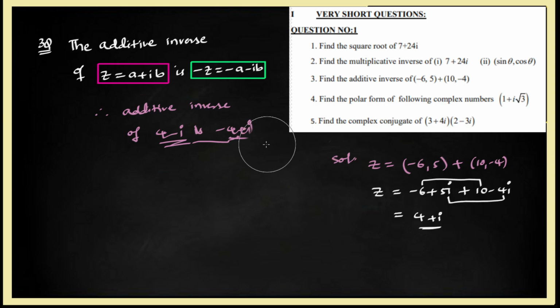Next we have to find the additive inverse of 4 plus i. So if z is any complex number, the additive inverse of z, that is a plus ib, is minus z equals minus a minus ib. Therefore the additive inverse of 4 plus i is minus 4 minus i. Additive inverse means we just have to change the sign of the given complex number. If any complex number is in the form of a plus ib, then its additive inverse is minus a minus ib.